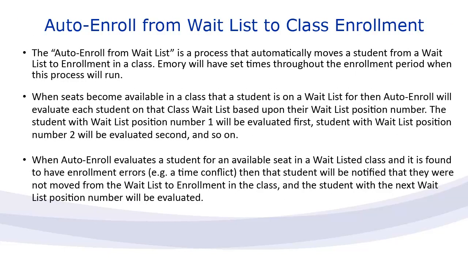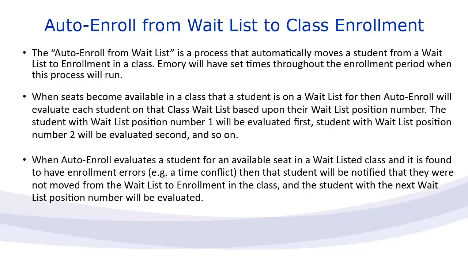The auto-enroll from waitlist is a process that automatically moves a student from a waitlist to enrollment in a class. Emory will have set times throughout the enrollment period when this process will run. When seats become available in a class that a student is on a waitlist for, then auto-enroll will evaluate each student on that class list based upon their waitlist position number. The student with the waitlist position number 1 will be evaluated first. The student with the waitlist position number 2 will be evaluated second, and so on.